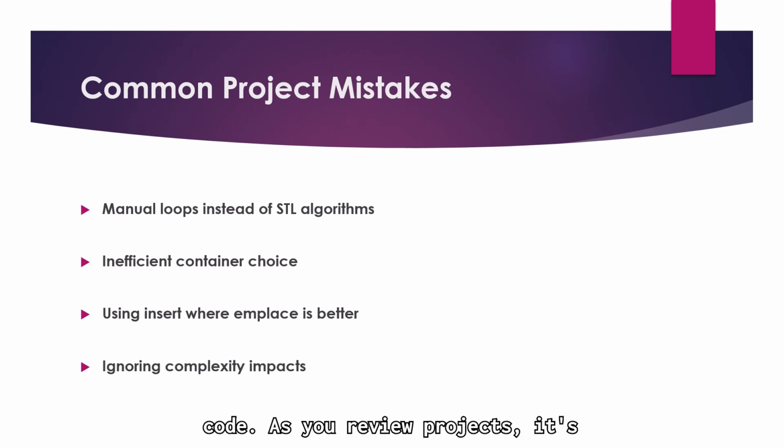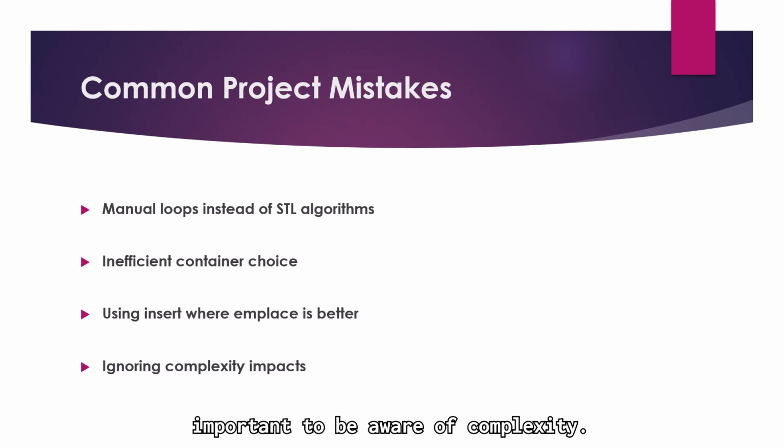As you review projects, it's important to be aware of common mistakes that can easily slip in. First, a big mistake is using manual loops when STL algorithms could be used instead. STL algorithms are optimized and can make your code cleaner and faster. Another issue is selecting the wrong container for the task. For instance, using a vector where a deque is more appropriate can slow down performance. Additionally, using insert where emplace would be more efficient can lead to unnecessary copies. This can have a major performance impact, especially when working with large data.